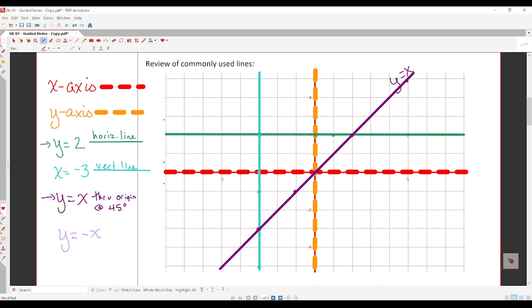And then y equals -x. So these are the ones whose points have y coordinates that are the opposite of the x coordinates. So watch this. If I have an x coordinate of +1, then that means the y coordinate must be -1. If I have an x coordinate of +2, that means the y coordinate's got to be -2. If the x coordinate is -3, then that means the y coordinate is +3. And if you do that a few more times, we get a line that looks like this.